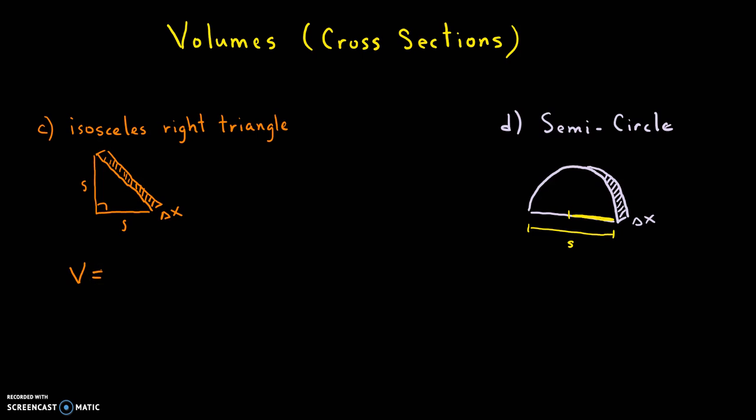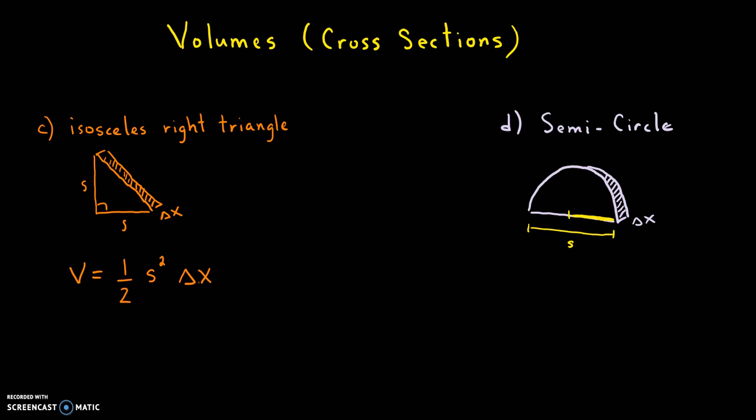So again, remember it's the area of the base times the height. Well, the area of the base here is a triangle, and the area of a triangle is 1/2 the base times the height. Well, the base here is given by s, and the height is also s, so s times s is s squared. Then we also have to multiply by this width here of delta x to get the volume, so we multiply by delta x. Now that is pretty much it. That is the volume for just one of these figures.